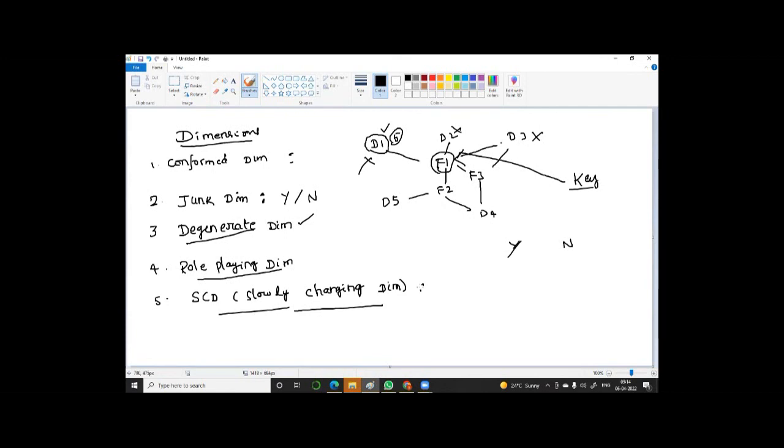Sir, yeah, tell me. Sir, please explain the snowflake model with a diagram, sir. Snowfall model? I'm not getting. No, snowflake schema. Explain with a diagram, sir.